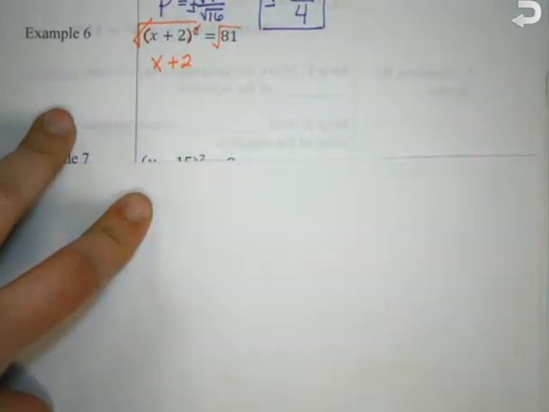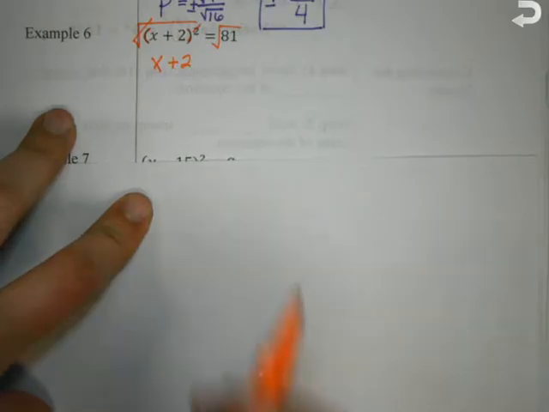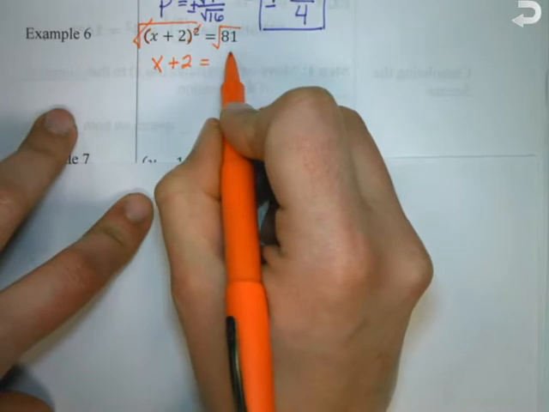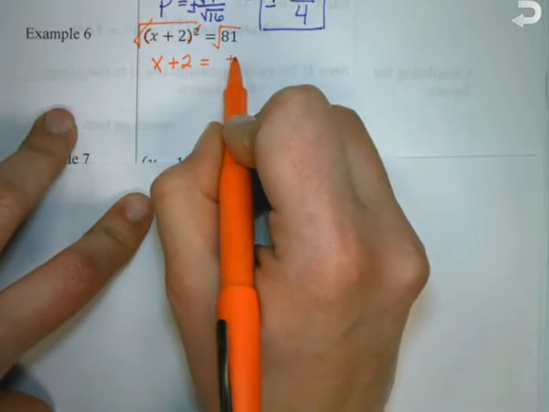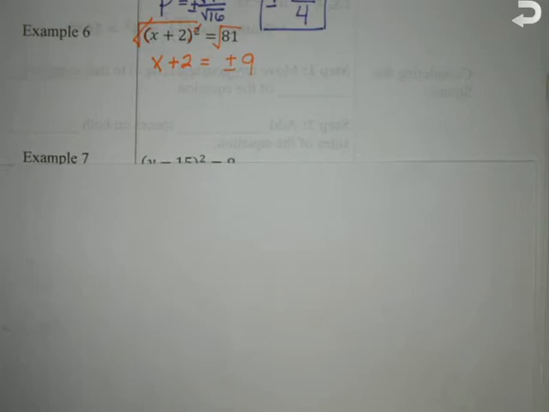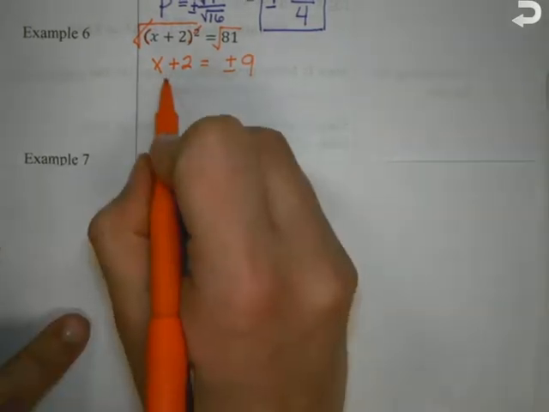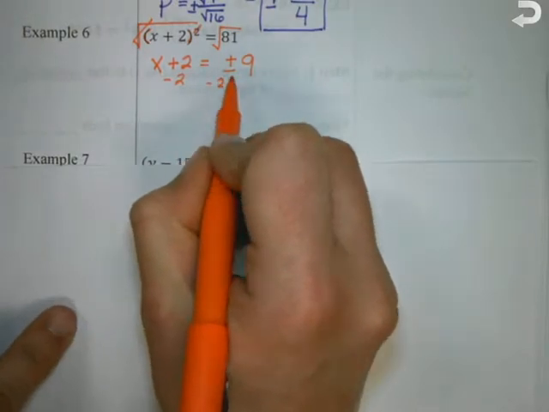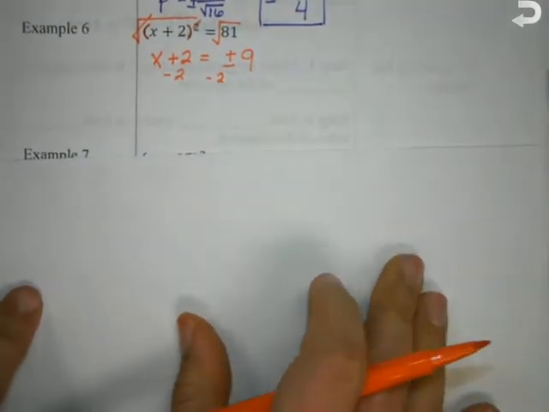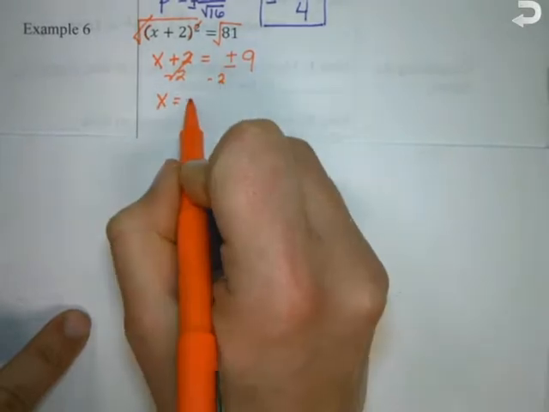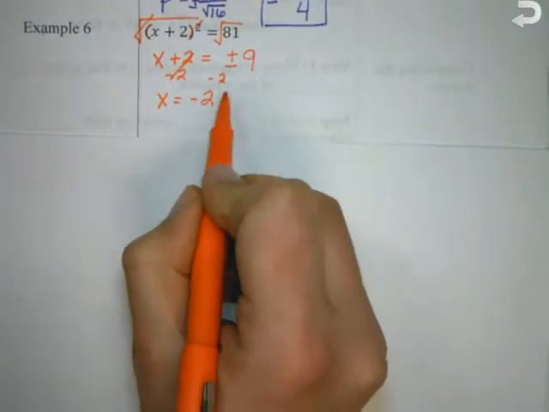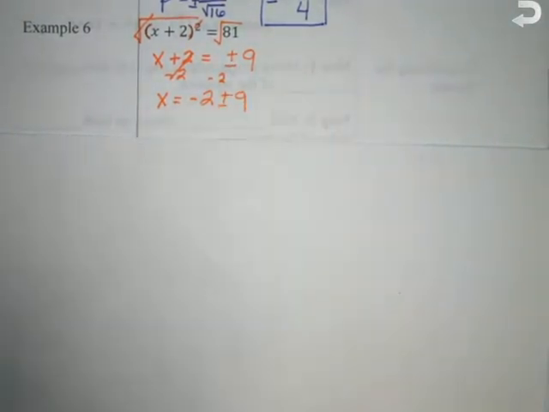Equals? Not 9. Plus or minus 9. Okay, now what? Subtract 2. This is what I mean by solve for x if necessary, because there's an extra step. So that's x equals negative 2 plus or minus 9. I can't leave my answer like this, because I can actually do this, right?